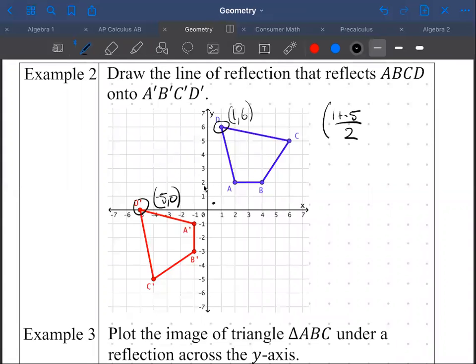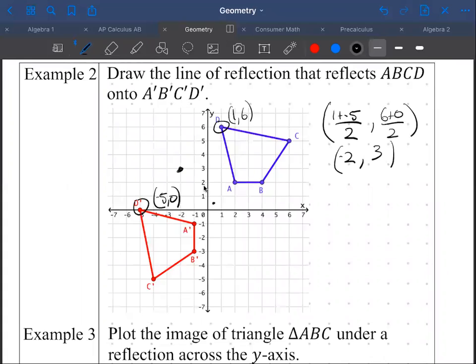And then that's the average for the x's. The average for the y's is 6 and 0. So 6 plus 0 divided by 2. That's going to be -4 divided by 2, which is -2, 3. So -2, 3 is right here. And that is a lattice point.